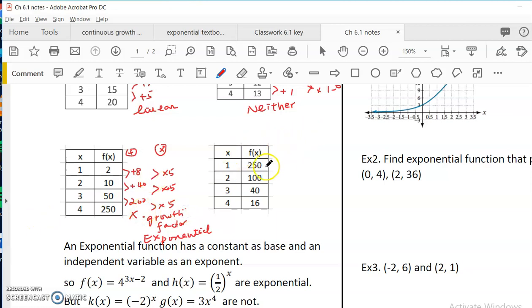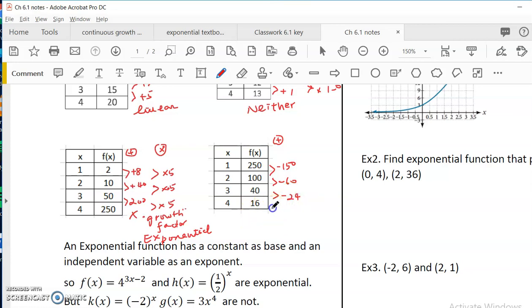Let's look at this one. This seems to be decreasing. From the addition point of view, it is decreasing by a negative number. Negative 150, then decrease by 60, so it's not constant. Decrease by what? 20? Is it 24? 24.